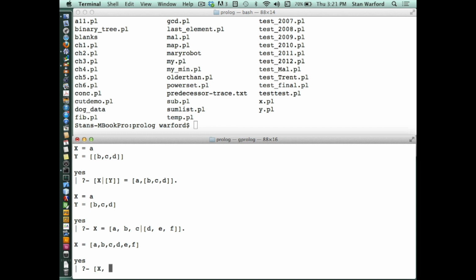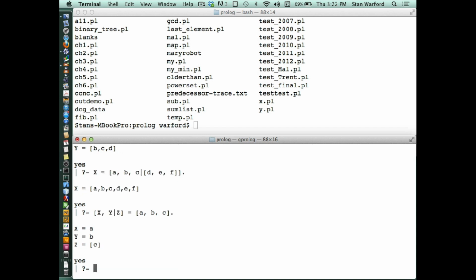So check this out. Suppose we have capital X, and then comma capital Y, and then the vertical bar, and then capital Z, all right? And now we're going to match that with just the plain list A, B, C. Now, anybody want to predict this? X is A. Yeah, X is A, right, good. And Y is B. But now what is Z? Is it C or is it the list C? The list C? Yeah, you think it's the list C? I think it is too. Is everybody with me on this? All right. So those are multiple cars, we can have sets of multiple cars.